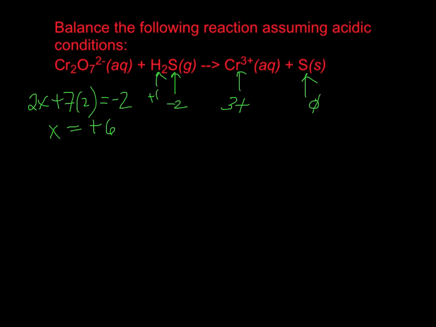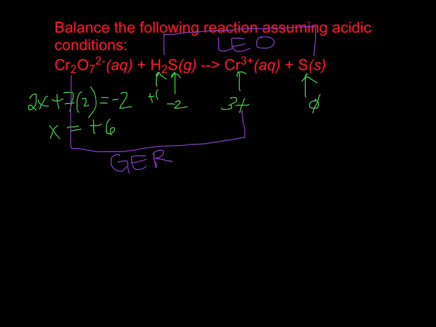All right, so we see that chromium went from +6 to +3. Remember that LEO the lion says GER. So chromium is gaining electrons and is therefore reduced. And sulfur is losing electrons and is therefore oxidized.